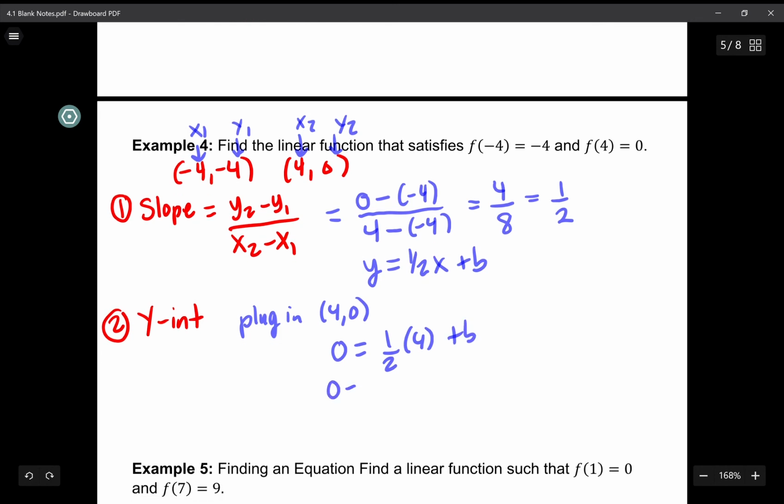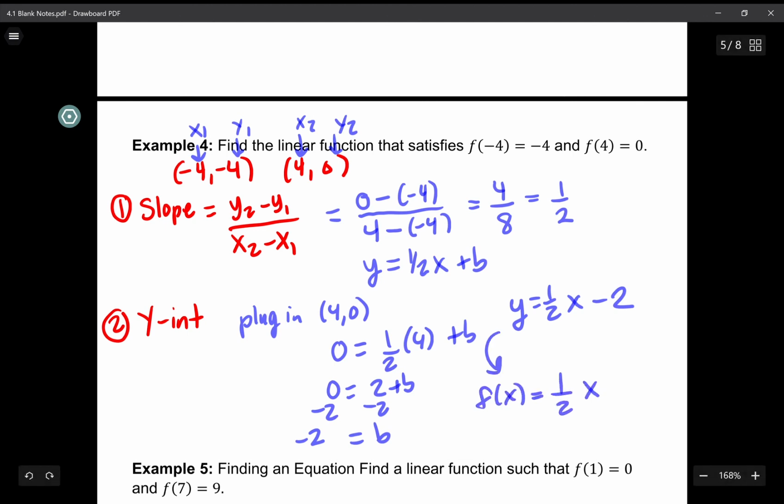So 0 equals 2 plus b. Subtract 2 from each side. b equals negative 2. So my equation is y equals 1/2 x minus 2. And I want to write it as a function because it said to find this linear function. So I'm going to write f of x equals 1/2 x minus 2.